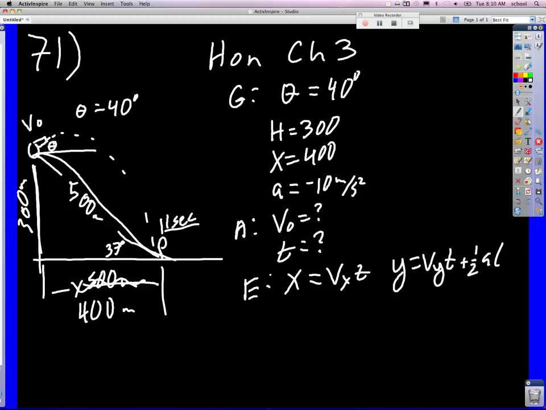Okay, now comes the fun part of isolation. If we're looking for V0, and it's the same V0 in both, do you see, in fact, theta and t here? Does that make sense to you? If it doesn't, better say so.